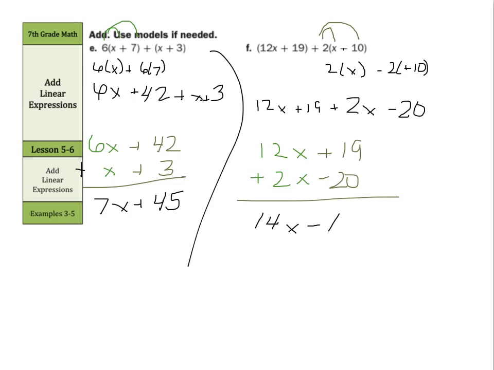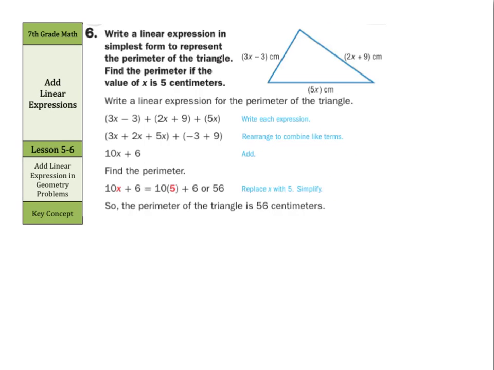So we have a simplified answer of 14x minus 1. So now as we look to add linear expressions in geometry problems, write a linear expression in simplest form to represent the perimeter of the triangle. Then find the perimeter if the value of x is 5 centimeters.